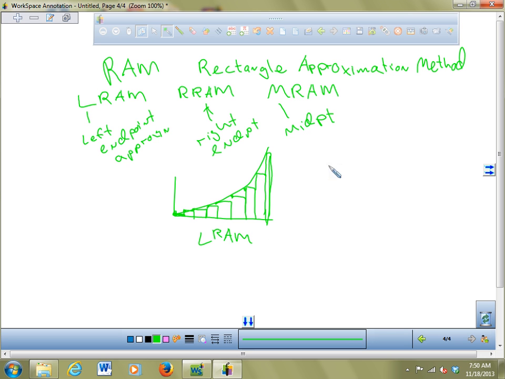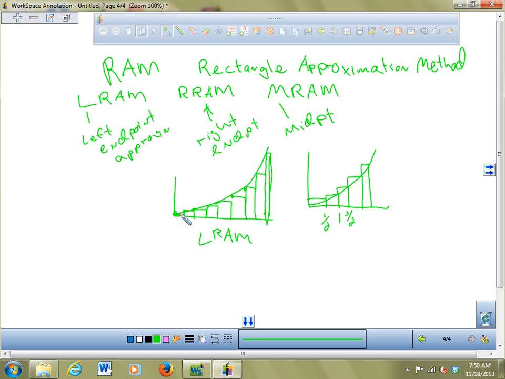An RRAM would look like, if my interval were say 1/2, so say this were the first one, I would start here and use my height as the right endpoint of that rectangle. So I would go 1/2, then 1, then 3/2, and it looks like that, right? And then we already talked about the midpoint rectangles. I would start at 1/4 and so on. So understand the difference between right and left endpoint rectangles. Do you understand that? Yes.